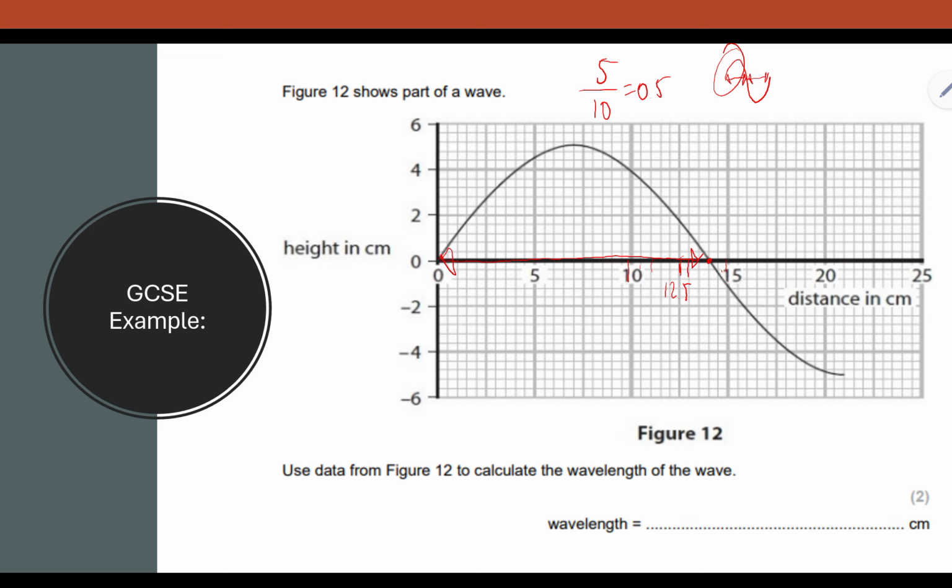So we can see is 13 over here, 13.5, 14. So we know that half a wavelength is 14 centimeters. So we just need to multiply by 2 to get 28, and that is the full wavelength. And that is the answer.